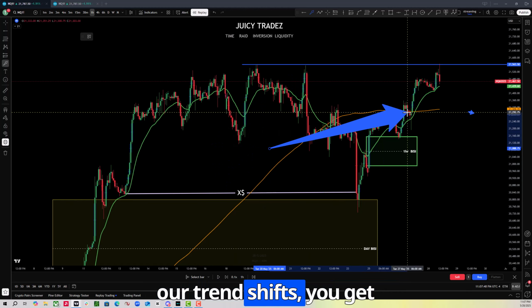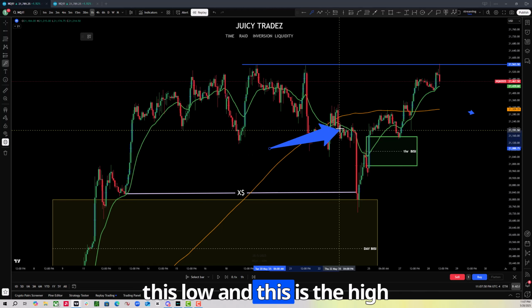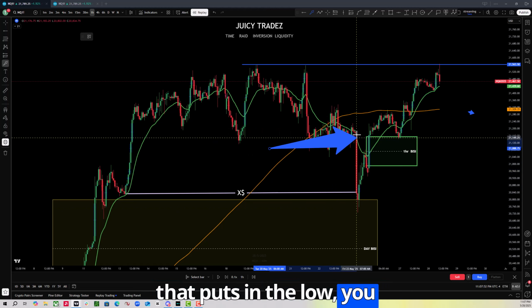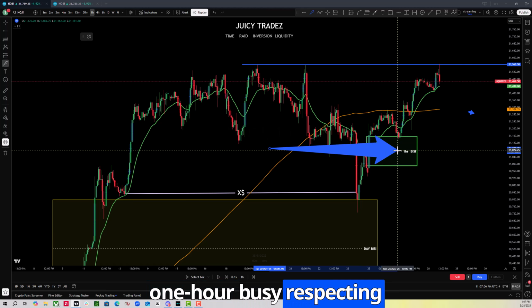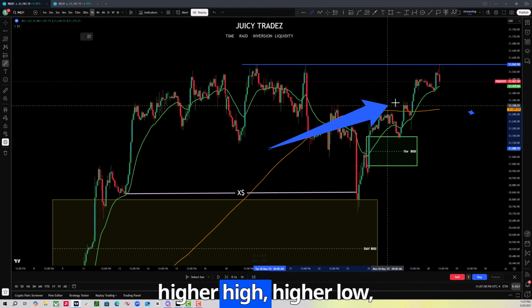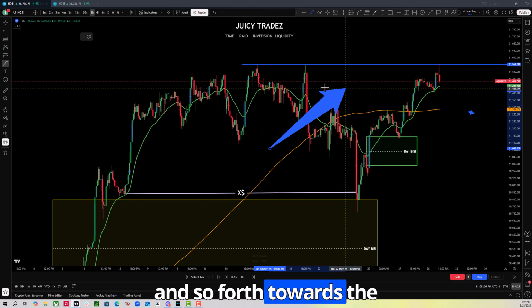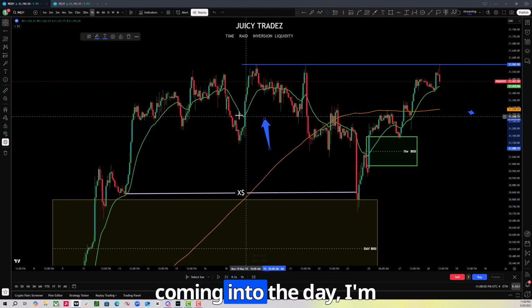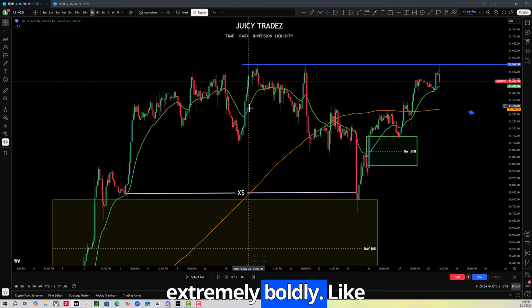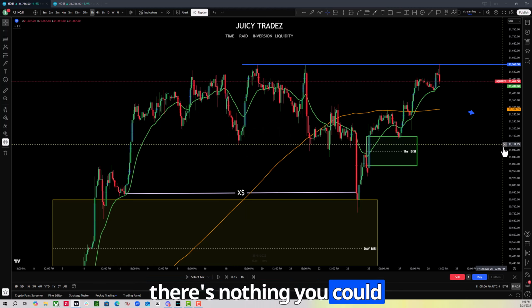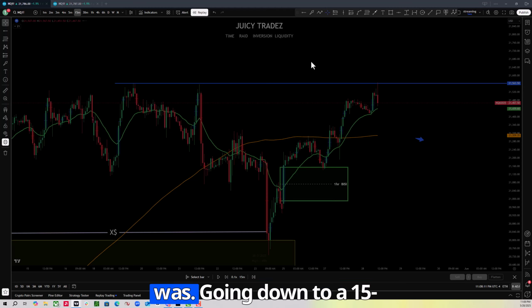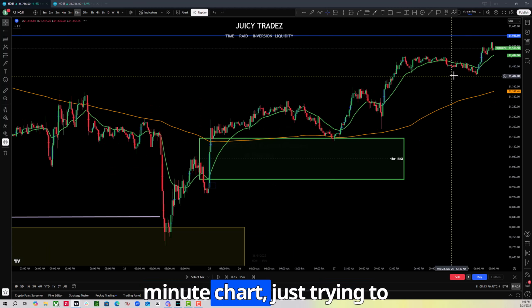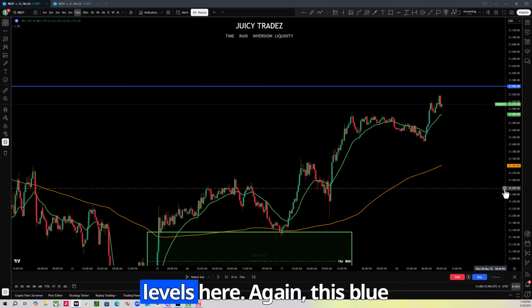1 hour trend shifts. You get this low, and this is the high that puts in the low. You actually broke that and then pulled back into the 1 hour BISI, respecting it. Price goes higher, higher high, higher low, and so forth towards the draw of liquidity. So coming into the day, I'm extremely bullish. Like there's nothing you could do or say to me that could change my mind because of how clean this chart was. Going down to a 15-minute chart, just trying to map out some execution levels here.